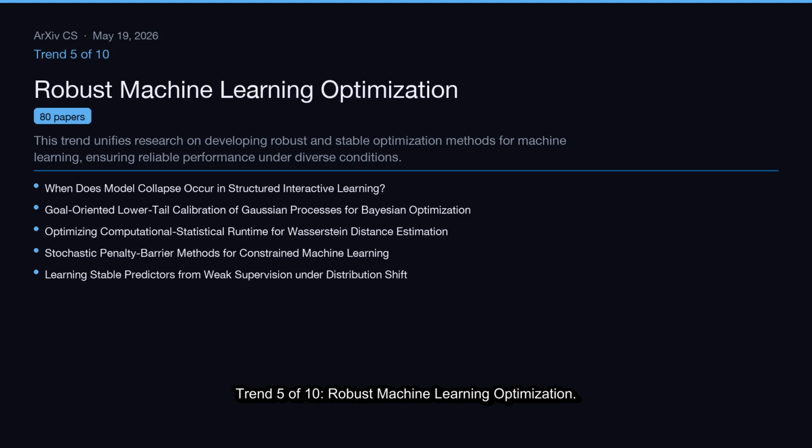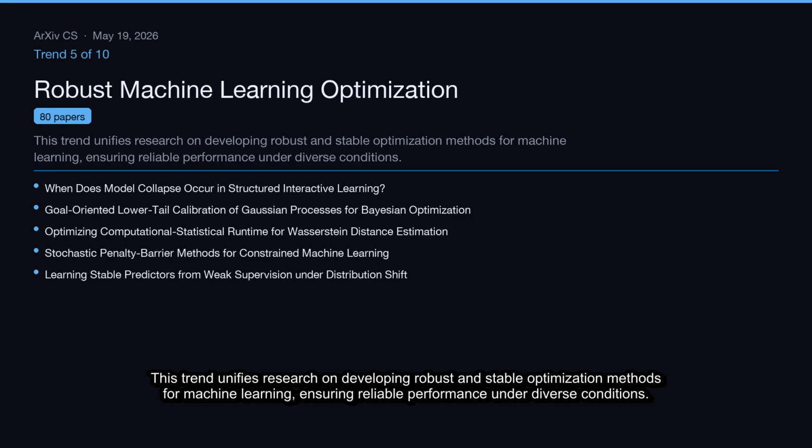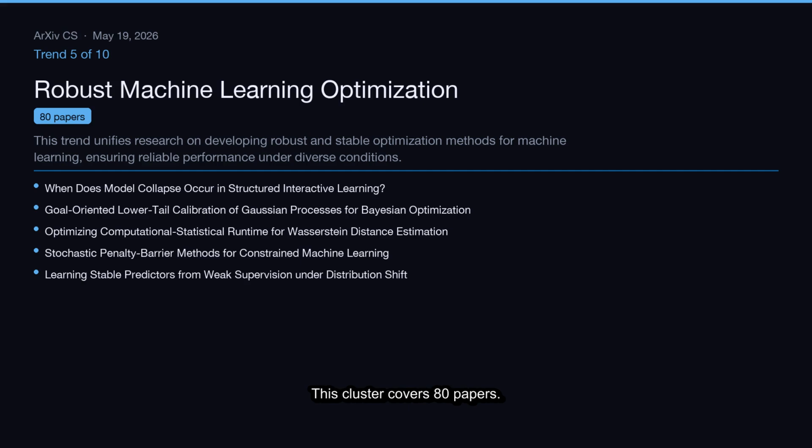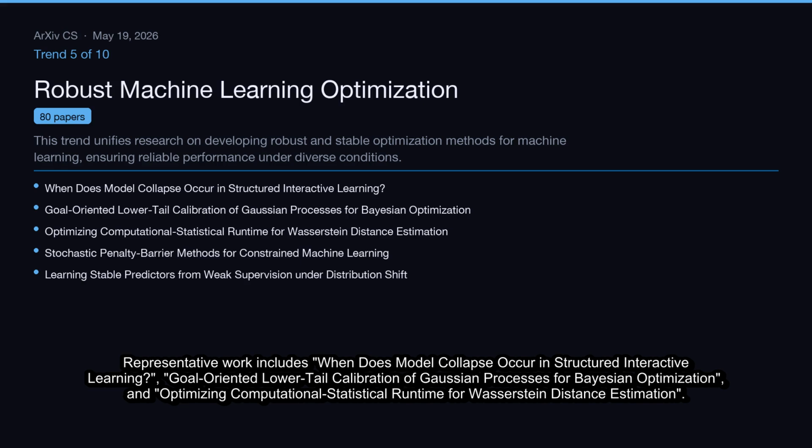Trend 5 of 10, Robust Machine Learning Optimization. This trend unifies research on developing robust and stable optimization methods for machine learning, ensuring reliable performance under diverse conditions. This cluster covers 80 papers. Representative work includes When Does Model Collapse Occur in Structured Interactive Learning? Goal-oriented lower-tail calibration of Gaussian processes for Bayesian optimization, and optimizing computational statistical runtime for Wasserstein distance estimation.